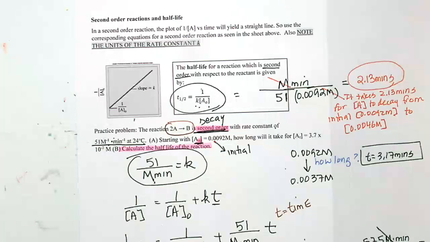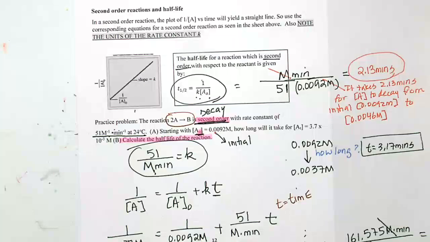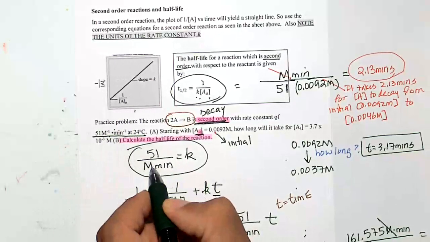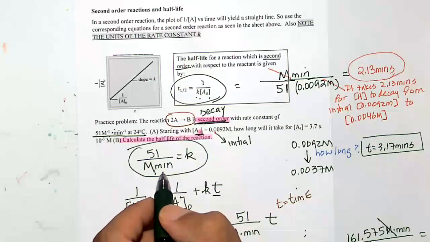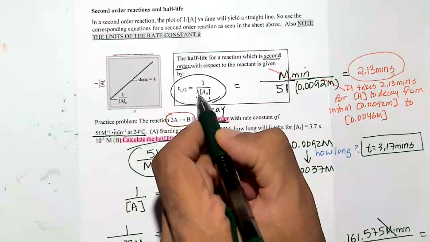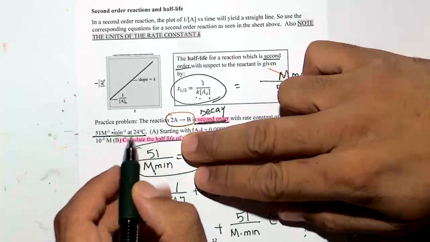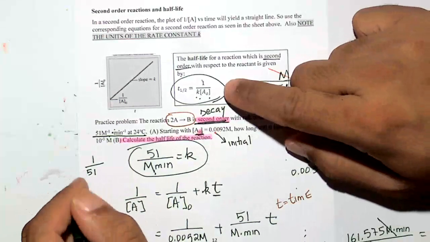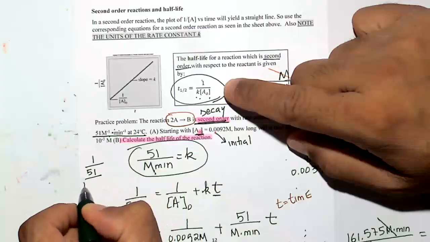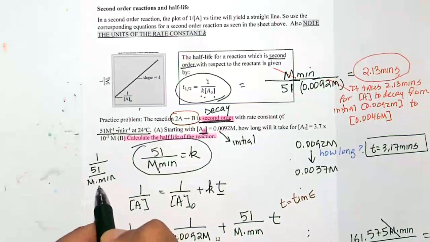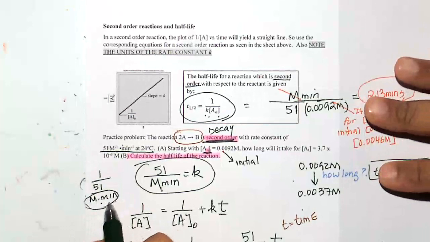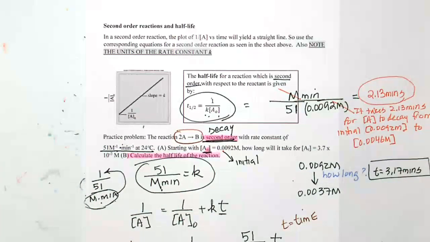Yes, ma'am. Yeah, M to the minus 1, you'll put it in the denominator. Minute to the minus 1, we put it in the denominator. But in this equation, Asia, it's 1 over k. So 1 over 51 divided by mole over minute. What's in the denominator of the denominator goes to the numerator. And then the 51 stays here.